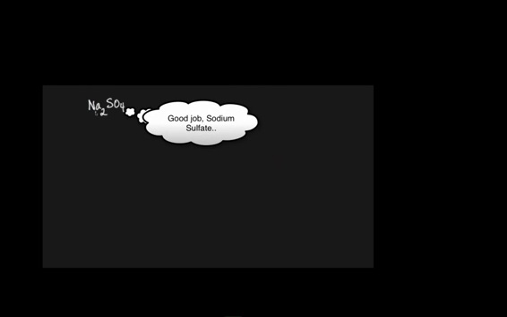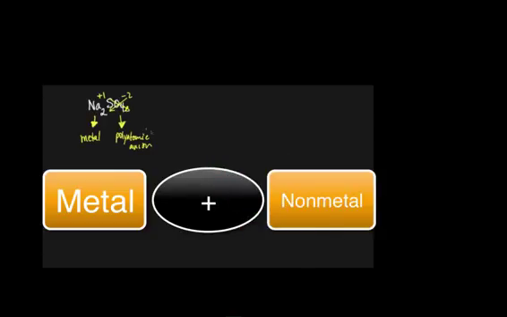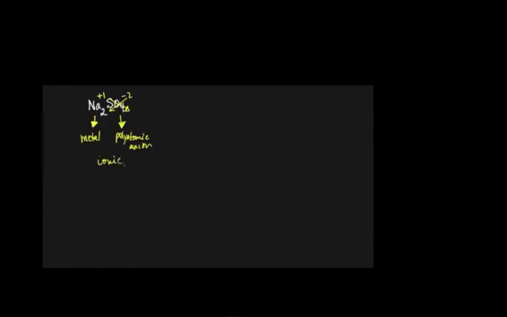Sodium sulfate. Good. So this is a metal or non-metal? Sodium is a metal or non-metal? It's a metal. This is a polyatomic anion, and its charge is -2. What kind of compound is this? Ionic compound. Ionic, good. All right.